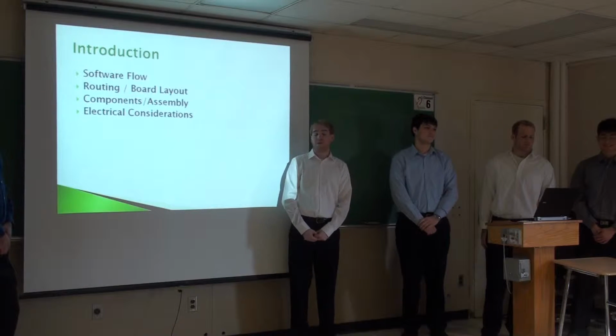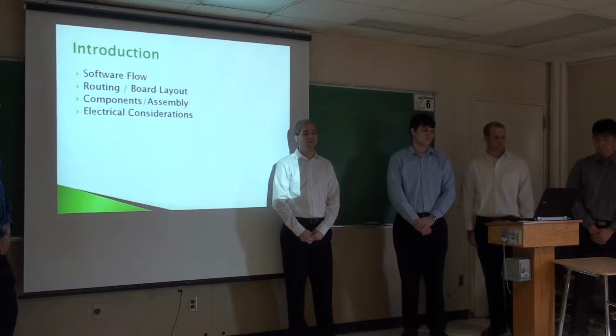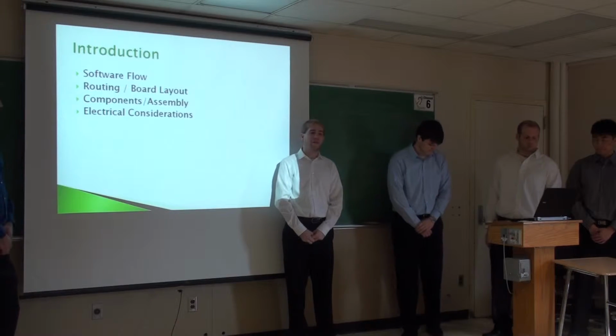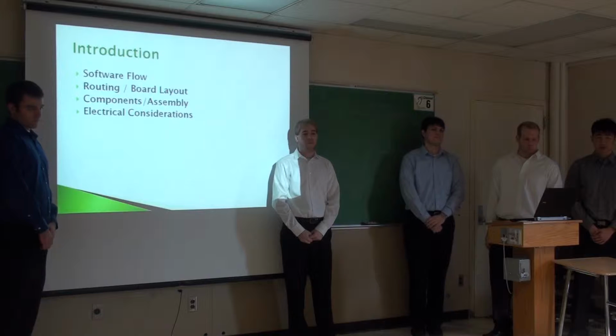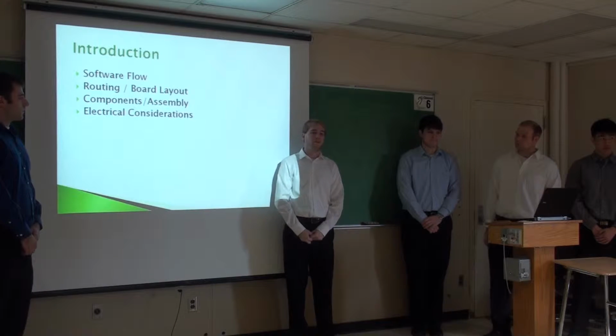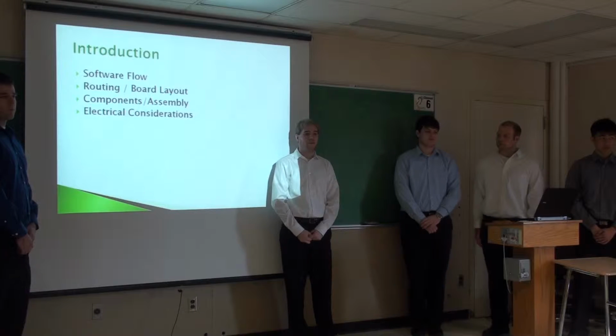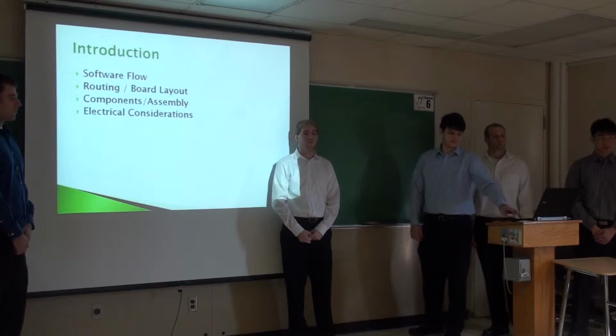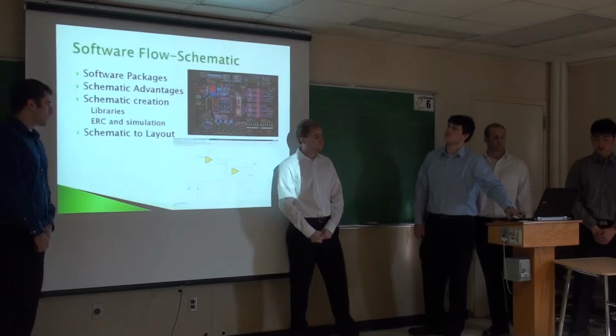Then we're going to go over the components of assembly. We're going to go over different components you can be using on these printed circuit boards, how they work, and how to actually assemble them onto the board. And then we're going to go into some electrical considerations, things you want to either avoid or things that you want to change this way or that way depending on the performance of what components you want.